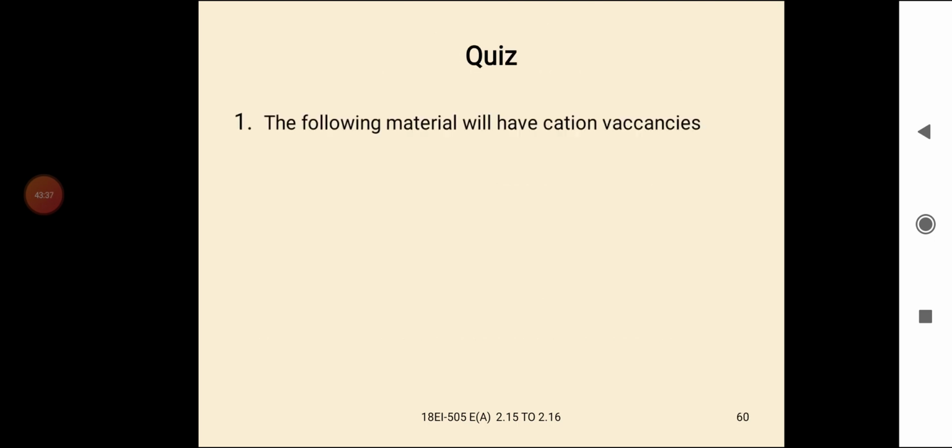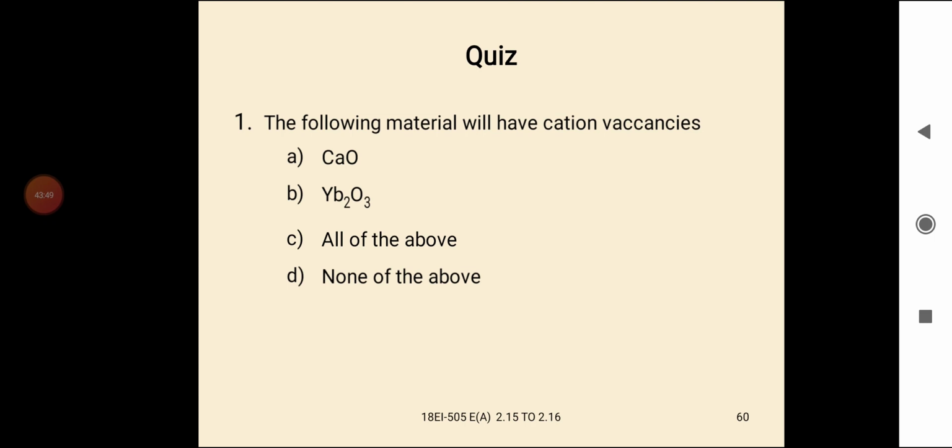Quiz. Question 1. The following material will have cation vacancies: calcium oxide, Yb2O3, all of the above, none of the above. C, all of the above. CaO and Yb2O3 have cation vacancies.